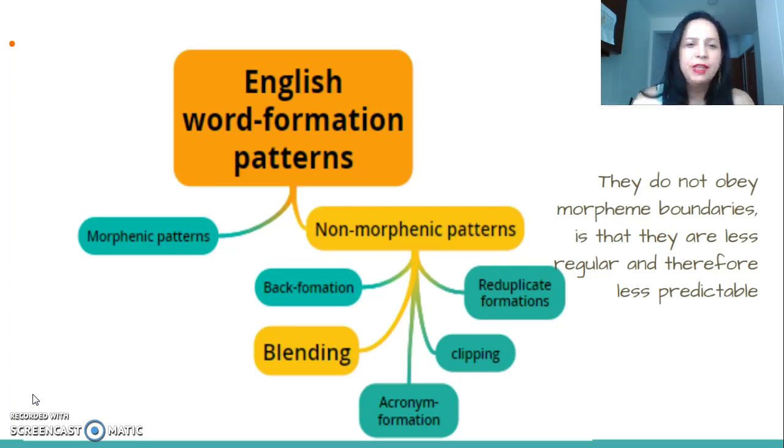The main point of this process is the fact that they do not know the morpheme boundaries, so they are less regular and therefore less predictable. We can find in non-morphemic patterns words such as back formation, blending, acronym formation, clipping, and reduplicative formations.